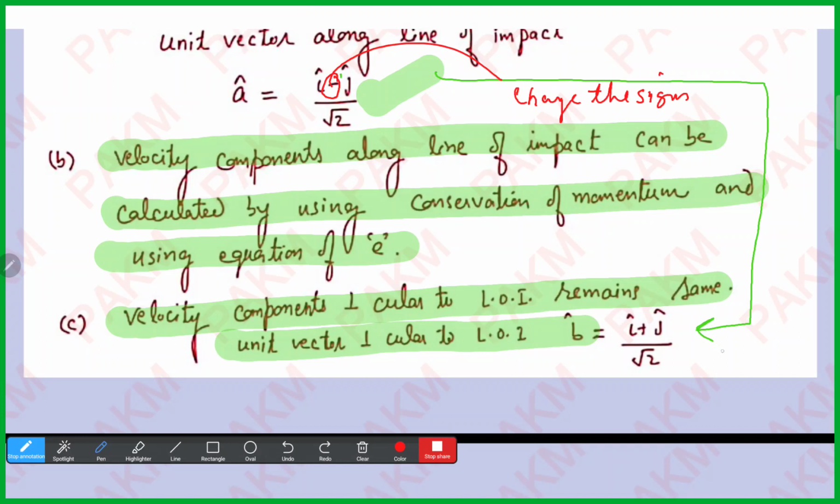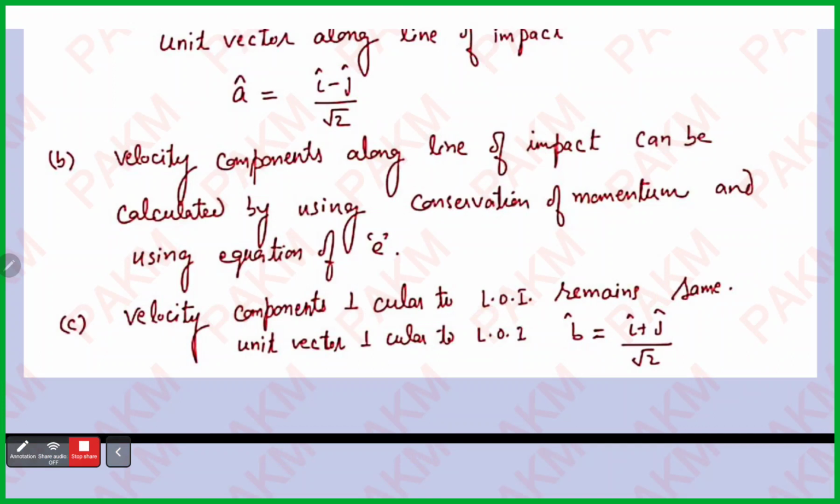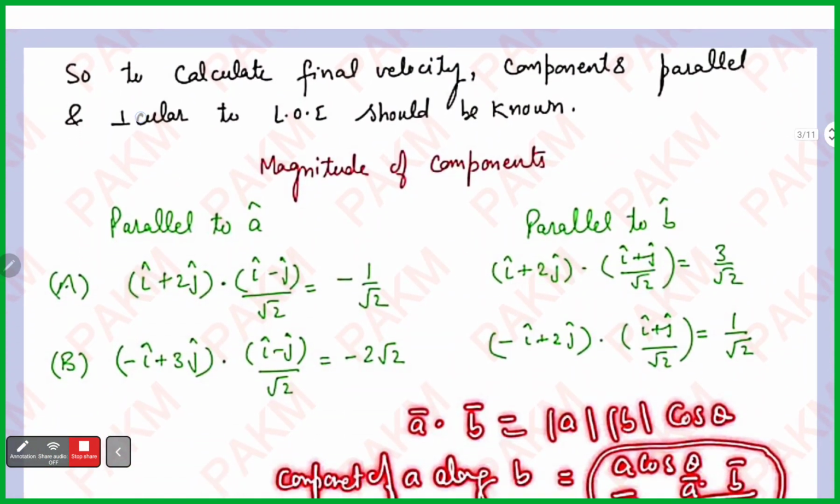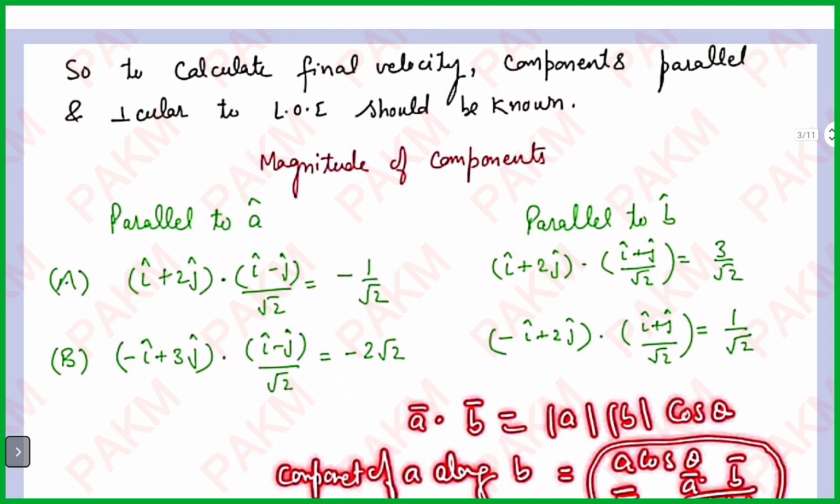we will get the vector that is perpendicular to it. And how will we cross check? If we take the dot product of the vectors, the answer will be 0, because if two vectors are perpendicular, the dot product will always be 0. So here we have calculated the unit vector along the line of impact and the unit vector perpendicular to the line of impact, because along that direction velocity will not change. I thought this much concept is clear to you. Now let's move to the next part. Now this part is important.